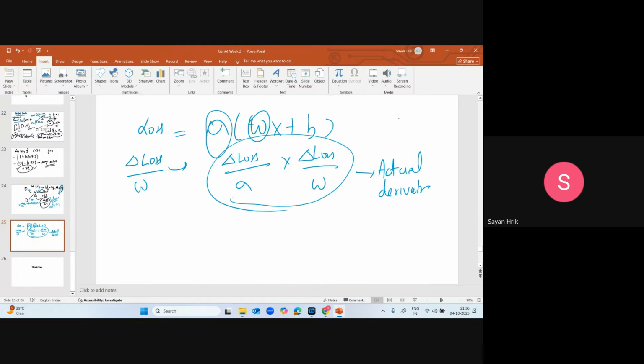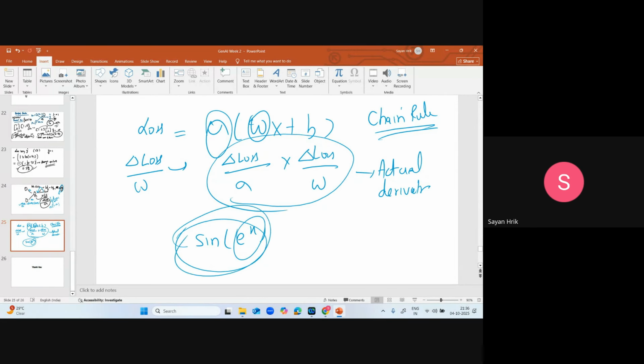If you remember mathematics, this is also called the chain rule. Suppose I have the derivative of sine of e of x. First I'll do the derivative of sine of e of x, and then I'll go to e of x. So two times I'll do it.